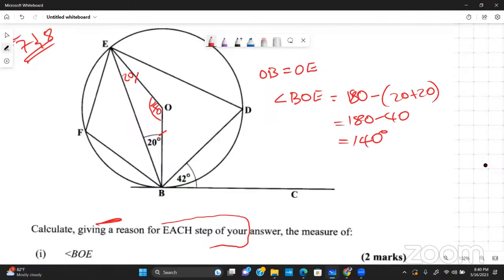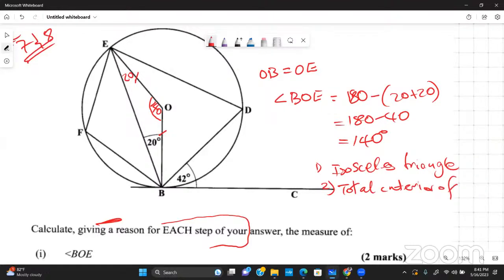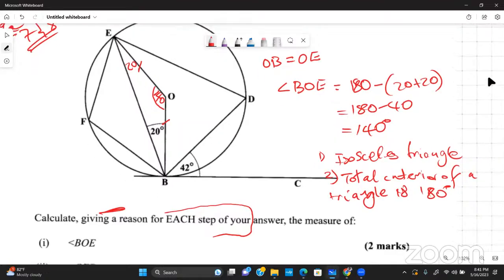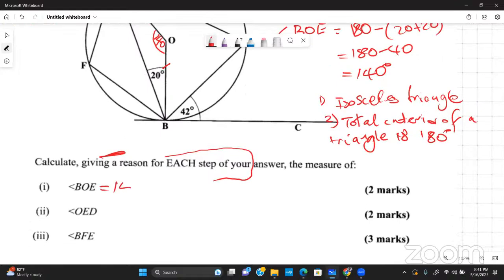All right. So there are two things that I utilize here. One, I utilize the isosceles triangle. And then the second step, I utilize the total interior angle of a triangle is 180 degrees. So I utilize those two things and we're good. BOE is 140. Next one. So this is 7.